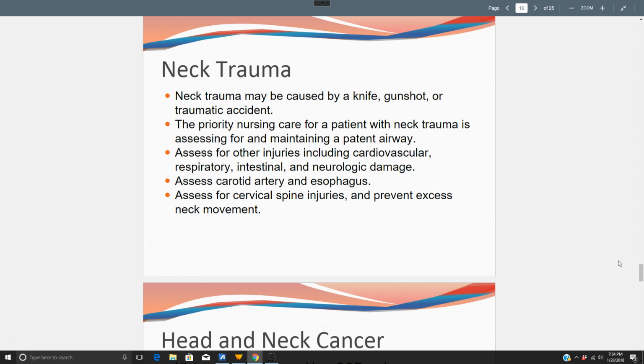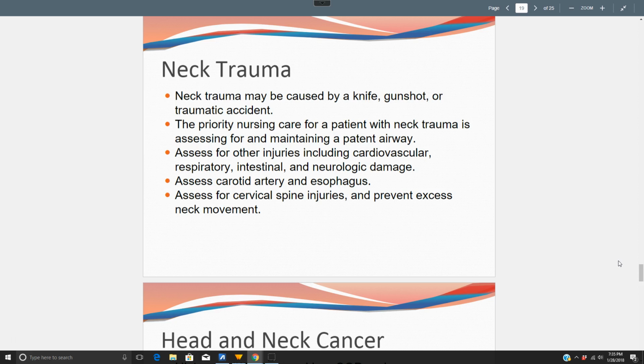Think about the neck and what important structures are there. The carotid artery, the esophagus, even the cervical spine can be involved. So if we're not really sure if the patient has any cervical spine injuries, you might want to prevent excessive neck movement. Again, with neck trauma, make sure that the airway is patent, and after we know that it is, assess for any bleeding or impending shock, because think about the carotid. If that starts bleeding, patients can deteriorate very, very quickly.